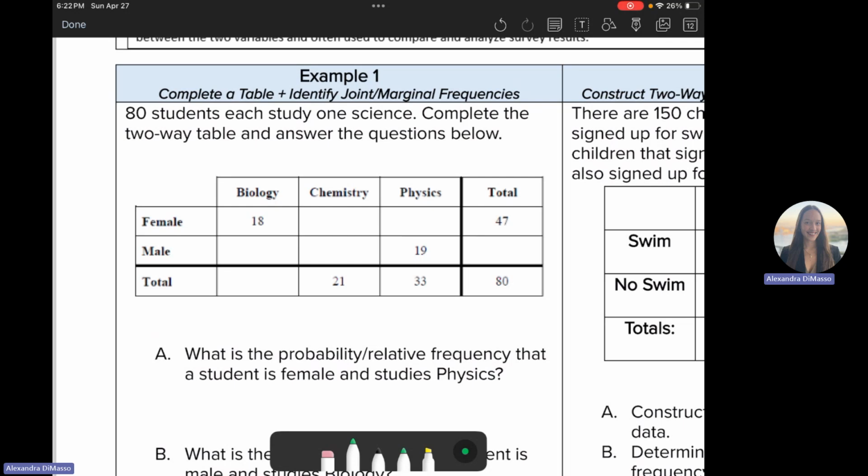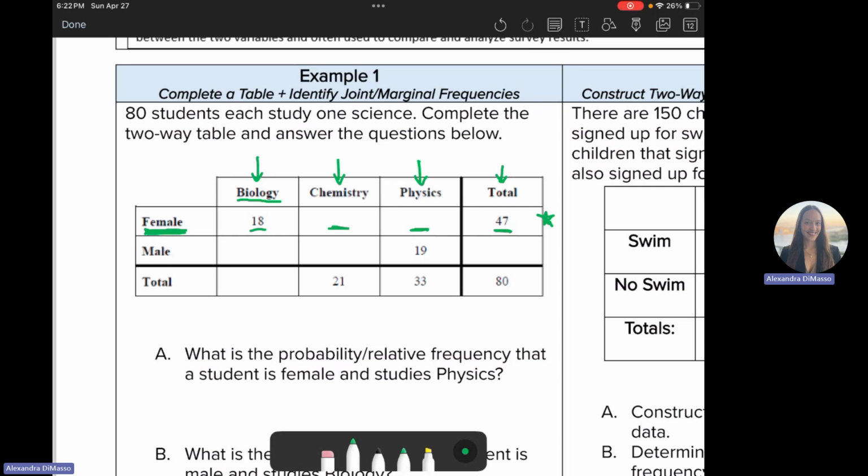Now, here's how this works. If I'm looking at biology, right? So these ones here are the columns, right? Going up and down. If I look at biology, it says there are 18 females that take the biology course. Right now, I don't know how many females take chemistry. I don't know how many females take physics, but I do know in total that 47 females are how many I have over here in total for my sample.